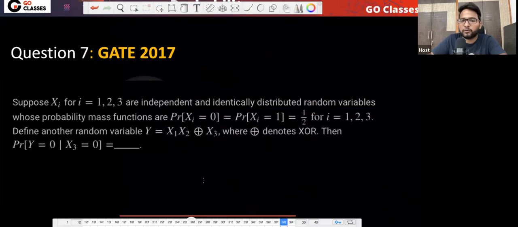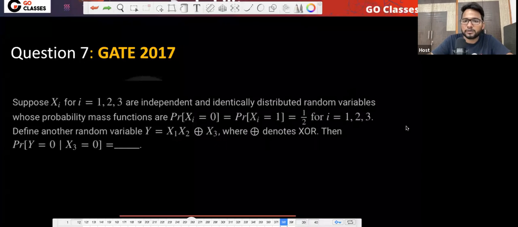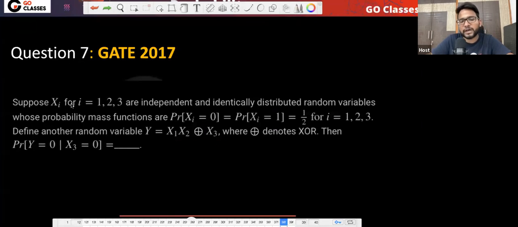Now let's just solve one GATE question. This is almost the same question, not exactly, because they have defined their own function of the random variable, but maybe we can solve this question also, right? So what they're saying is that suppose Xi's, i from 1 to 3, are independent and identically distributed random variables. This is a common term in probabilistic models. People say it IID, independent and identically distributed.